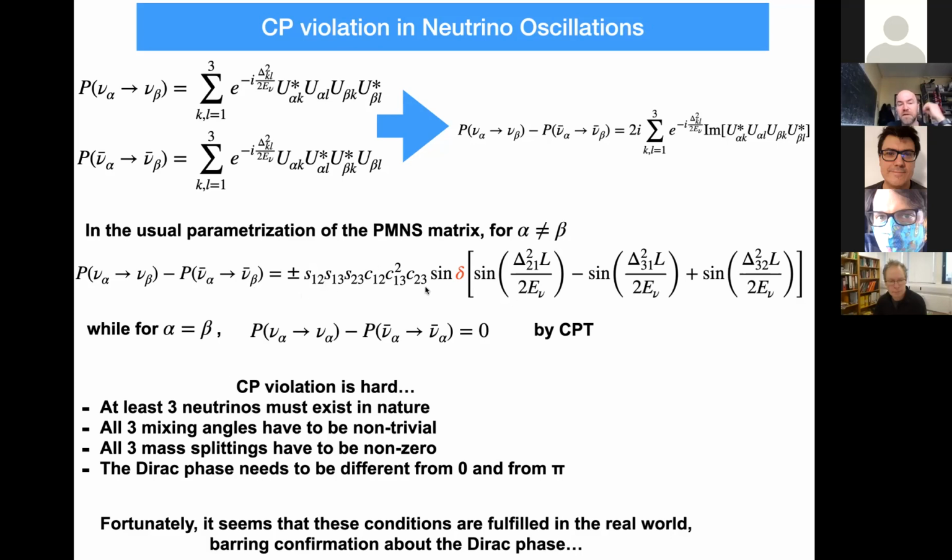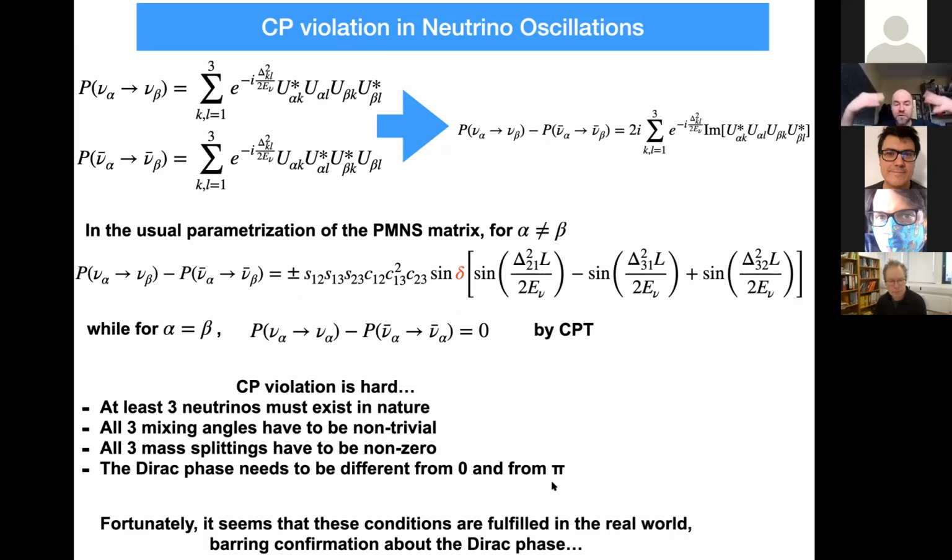All 3 mixing angles have to be non-trivial. This is sort of the same thing. And the 3 mass splittings have to be non-zero. And also the Dirac phase has to be different from 0 and pi. So it's like with French administration: something looks very simple.